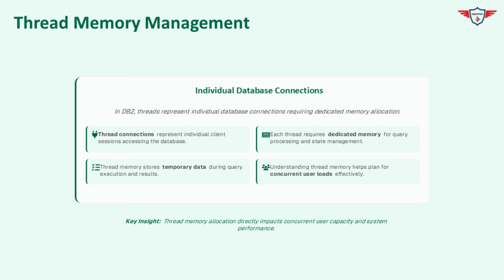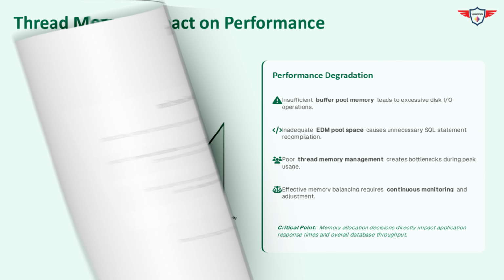DB2's workload management allows you to allocate memory resources based on these different characteristics. You might configure larger buffer pools for your reporting environment while optimizing thread memory for your transaction processing system. This workload-aware approach ensures that each type of database work gets the memory resources it needs to perform optimally, rather than using a one-size-fits-all approach that might not be ideal for any particular workload.